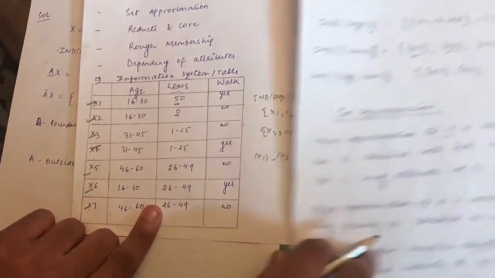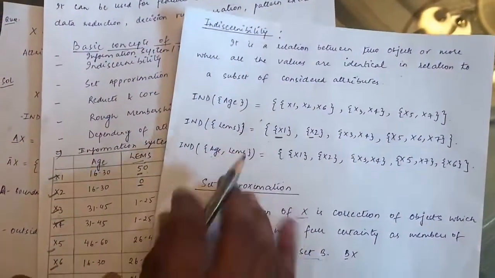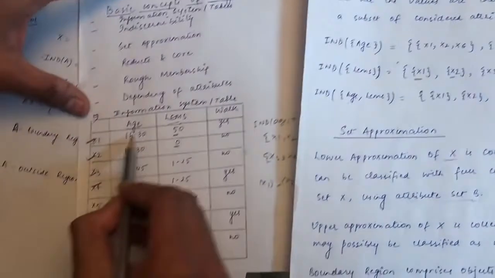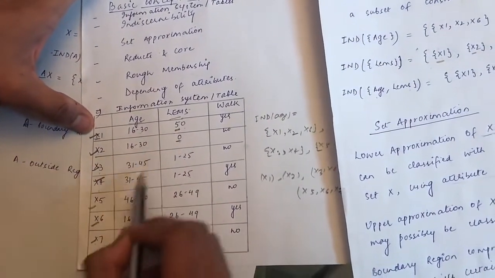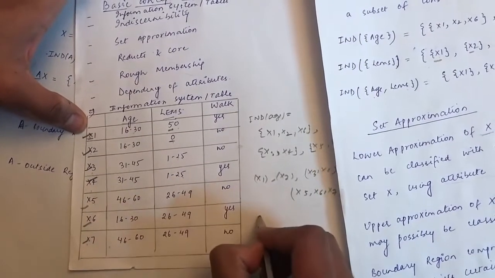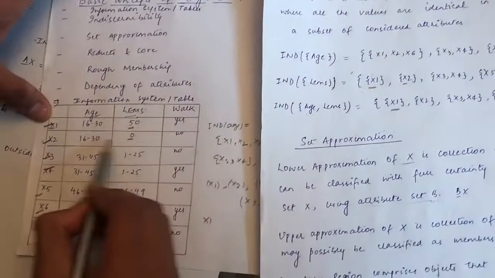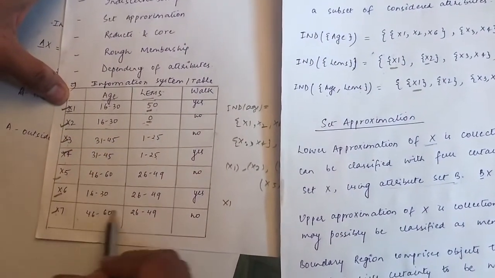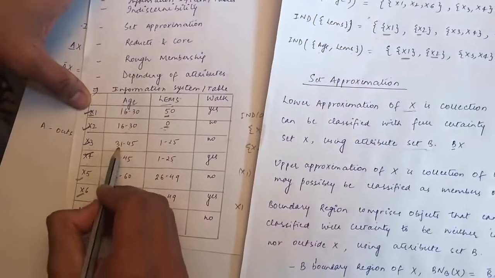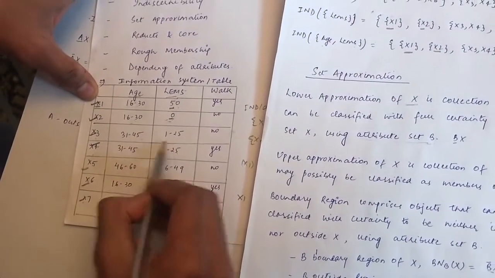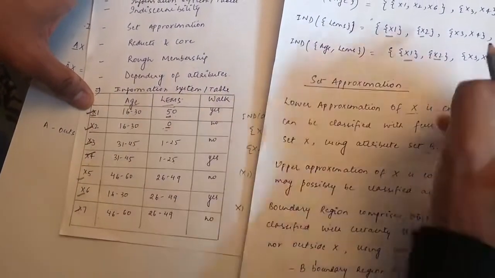Okay. Now let us try to find out for age comma lengths. So age comma lengths is, let us see for tuple x1, 16, 30, 50. Is there any other value 16, 30, 50 in the table? No. So we'll write x1 individually. Okay. Now let us see for 16, 30 and 0. Since this is not found in any other tuple, so we'll write x2 also individually. Look at x3 and x4, 31 and 45 and 125. So these values are same. So we'll club them together here.